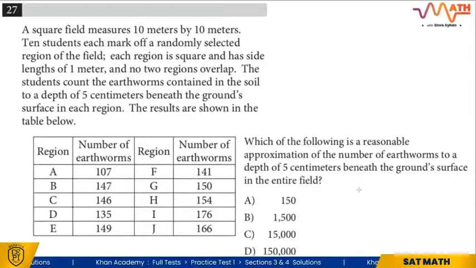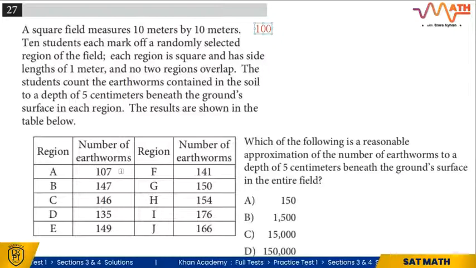Which of the following is a reasonable approximation of the number of earthworms to a depth of 5 centimeters beneath the ground surface in the entire field? So here, first we need to consider the total area, 10 by 10, which is 100 square meters. This is important first. Each sample here is 1 by 1, so it represents 1 square meter of area.